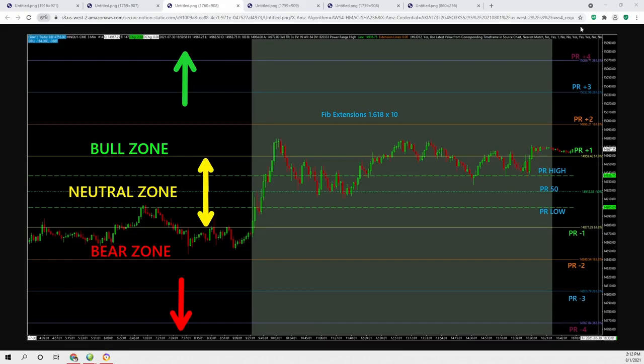And in our bear zone, I call this PR minus 1, PR minus 2, PR minus 3, PR minus 4. And I have 10 of these on each side, right? So we go all the way from PR minus 1 to PR minus 10, and then from PR plus 1 to PR plus 10.